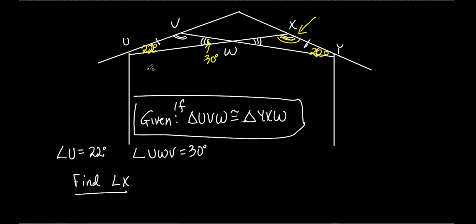And then, what they say, UWV. UWV is 30 degrees. So what's this angle right here going to be? That's also going to be 30 degrees. It's a little ugly, but you get the idea. So how in the world do I find this angle right here?